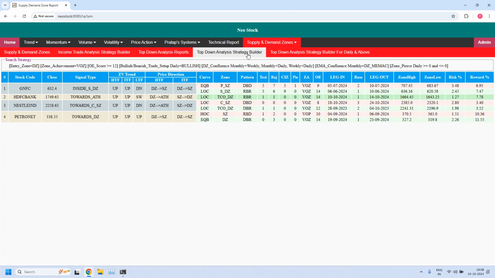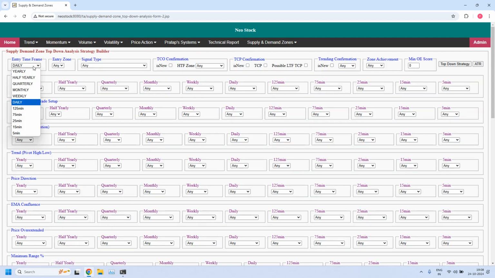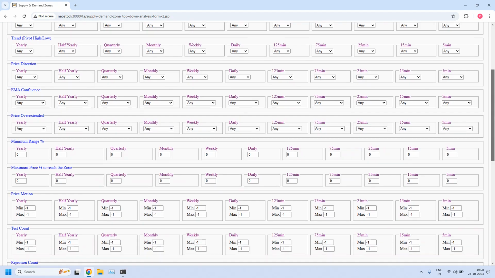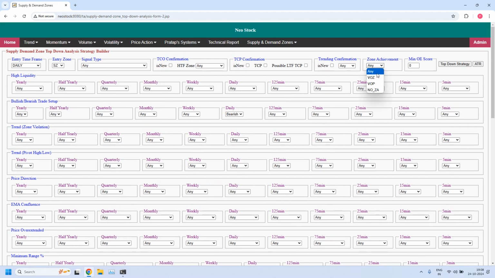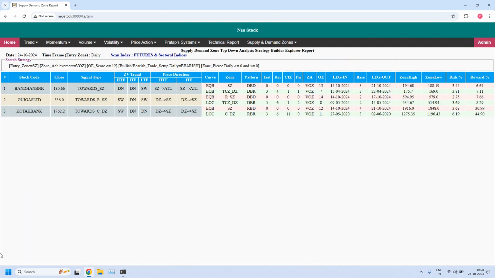Next, let us look for bearish trade setup for monthly income trade, entry time frame daily, entry zone supply zone. In bullish or bearish trade setup at daily, I am selecting bearish. The daily supply zone should not be pierced. So in the pierced count at daily time frame, I am setting minimum value 0, maximum value 0. Zone achievement violated opposing zone, minimum odd enhancer score is 12. All the 3 filters are applied to the daily supply zone. Let's verify. We got 3 stocks.